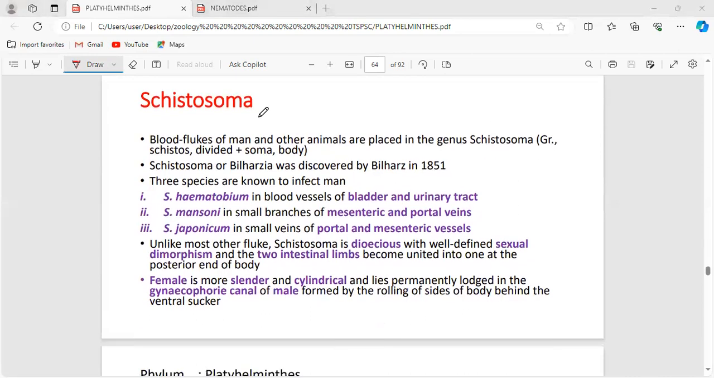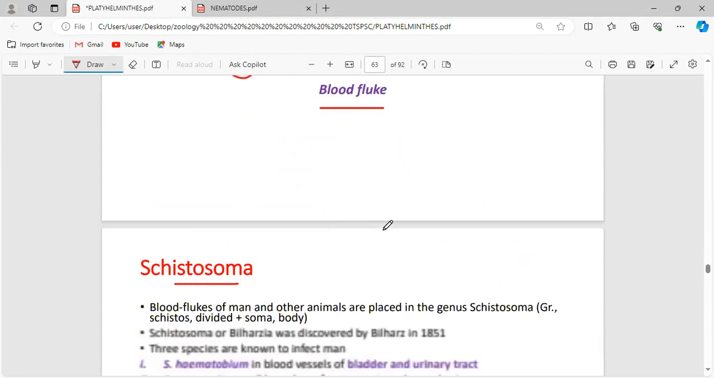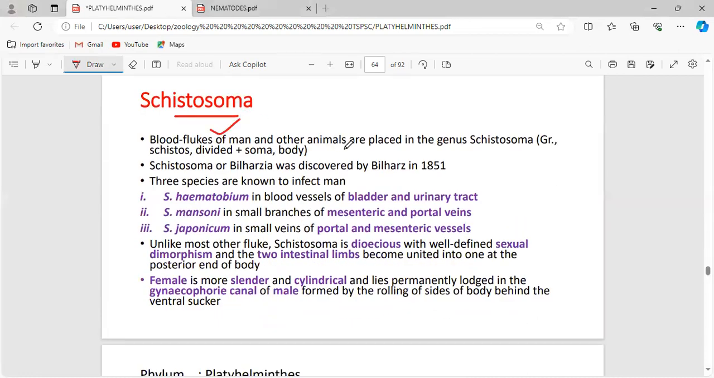In today's class, we are going to see about Schistosoma. The first thing to remember is that the common name for Schistosoma is blood fluke. This blood fluke of man and other animals is placed in the genus Schistosoma. This genus refers to the blood flukes, those that feed on blood. It is also called Bilharzia because it was discovered by Bilharz in 1851, and these are the three species which infect man.